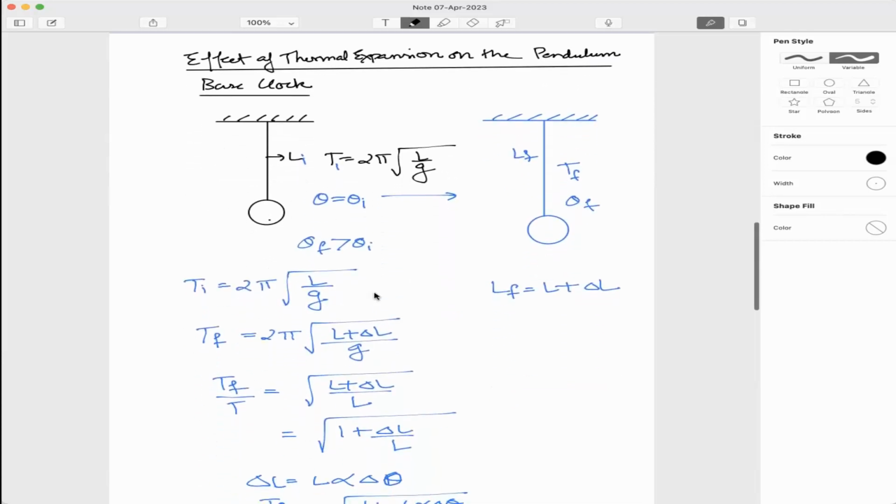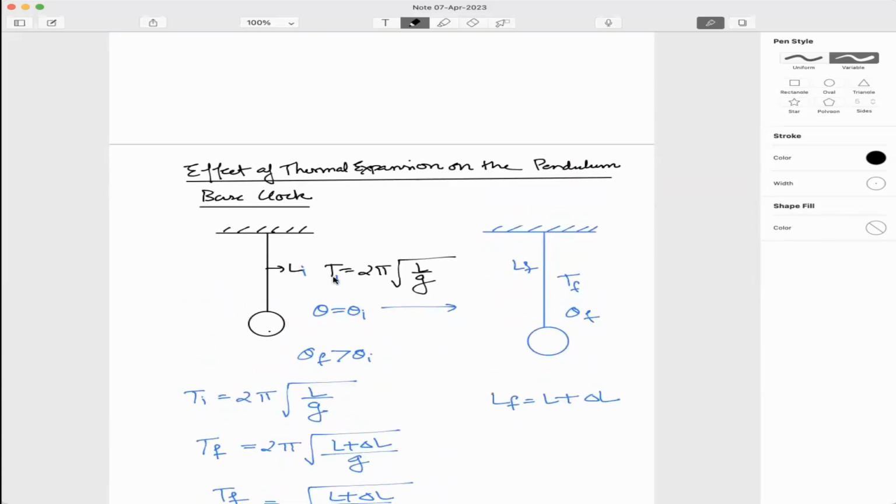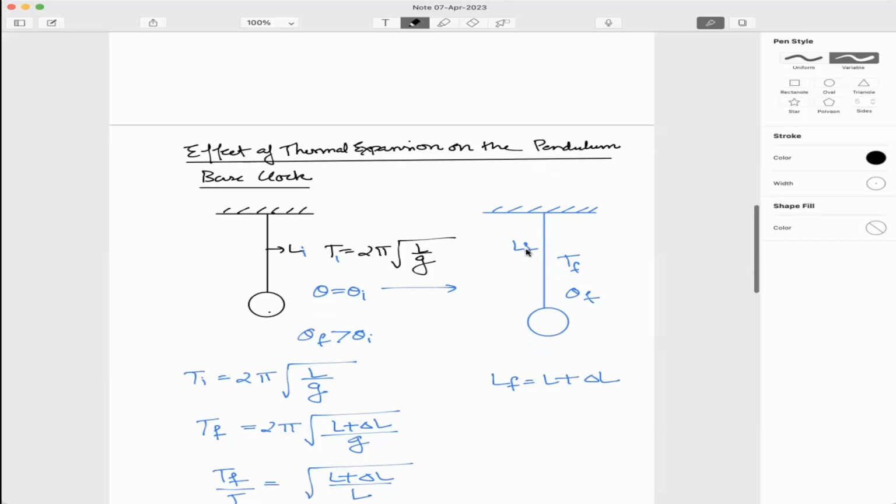So we begin with, initially this pendulum is at a temperature theta, that is theta i. The time period of this pendulum is 2 pi under root L by g. As there is thermal expansion, there is a change in the length of the rod of the pendulum, because now the temperature is increased to theta f, such that theta f is greater than theta i. So Lf is the new length due to the thermal expansion.